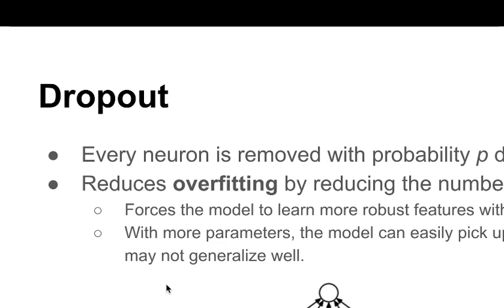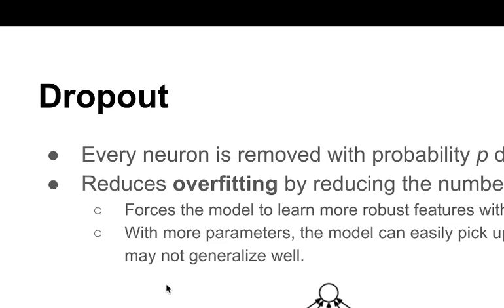At every iteration, every single neuron in your network has a probability P of being dropped, a probability P of being removed. In this case, it might be P equals 0.5. So we're saying at every single iteration, this neuron has a 50% chance of being removed. This one also has a 50% chance of being removed. That pretty much reduces the capacity of your network by 50%, so it's going to end up looking something like this.